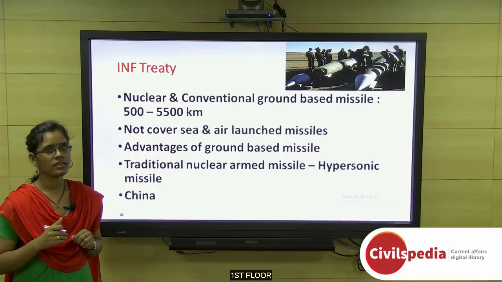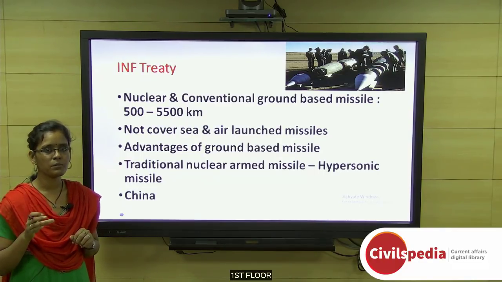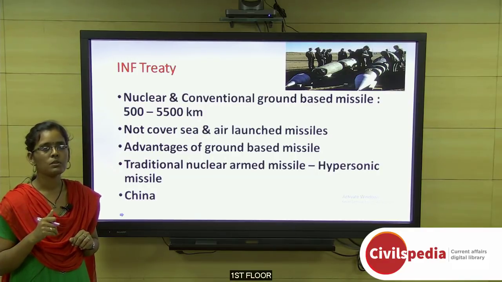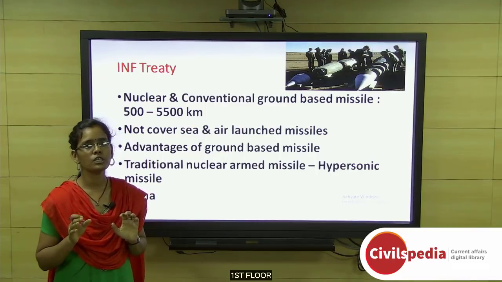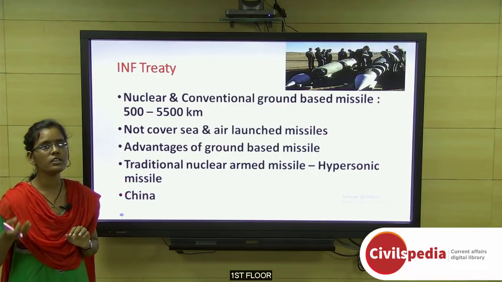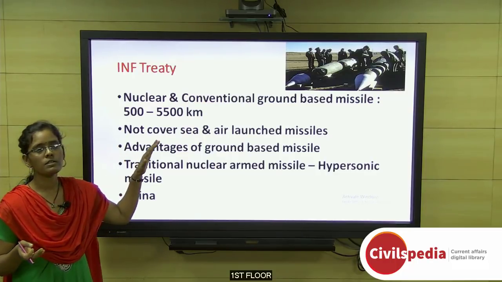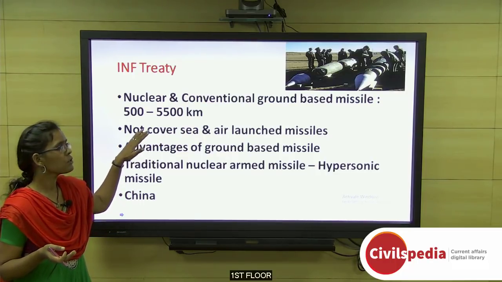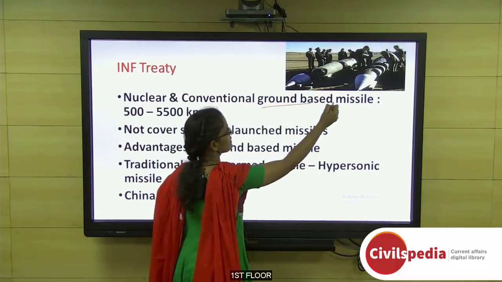To stop this arms race between USSR and USA, Europe wanted a treaty to be signed by both of them. So at that time, this INF treaty was signed. The main objective is to control the arms race between the USSR and USA. At that time, the ground-based missile was at its peak, so this treaty focused purely on the ground-based missile system.